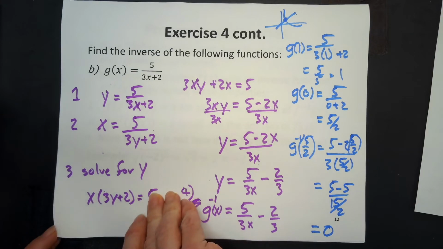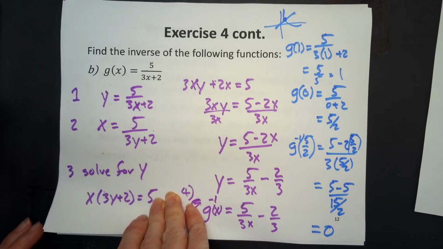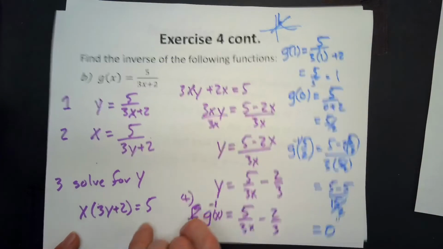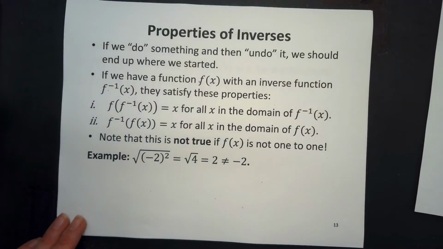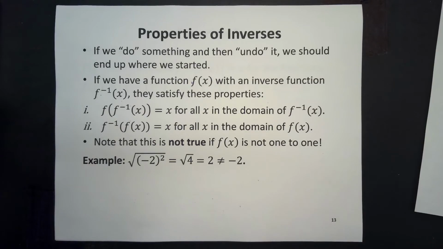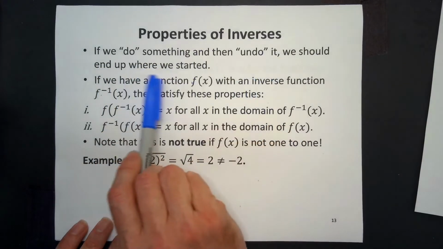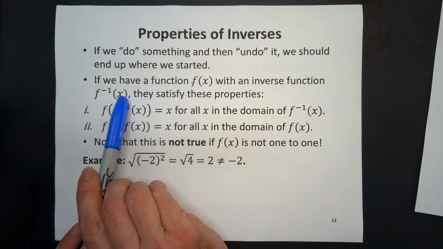Like I said, it's something you do on a test. The easiest way to check it would be to graph it on a graphing calculator, this one and that one. You just see the reflection across the line x equals y. So some properties of inverses. If we do something and then undo it, we should always end up where we started. And that was the point of the checking.